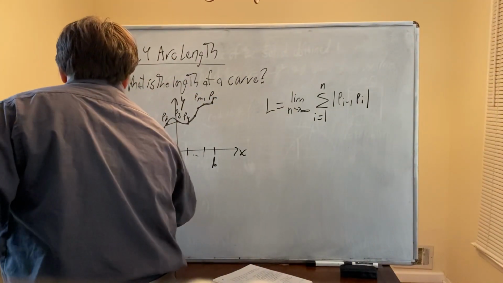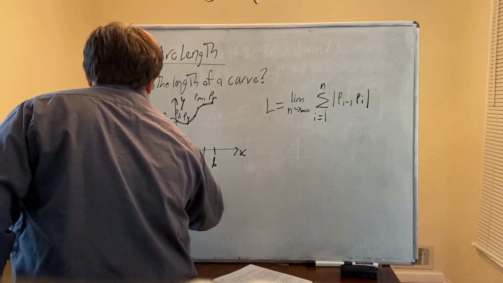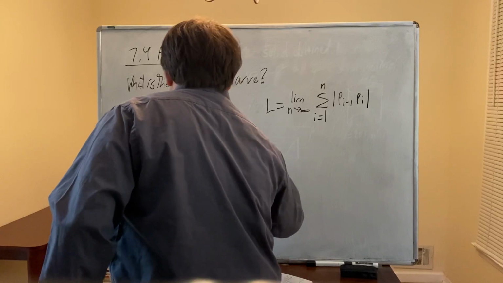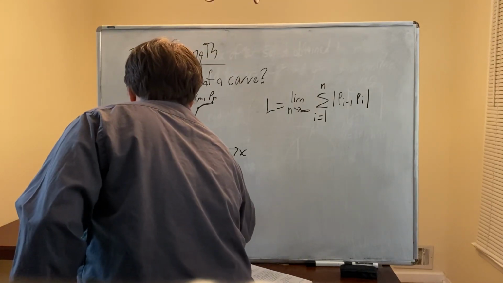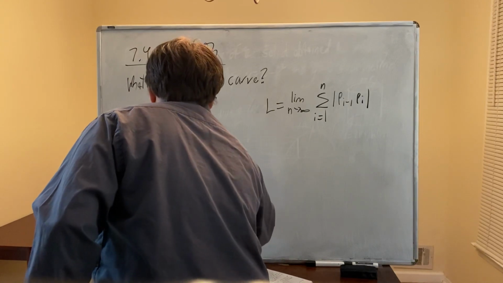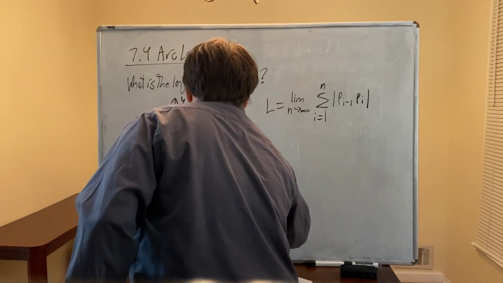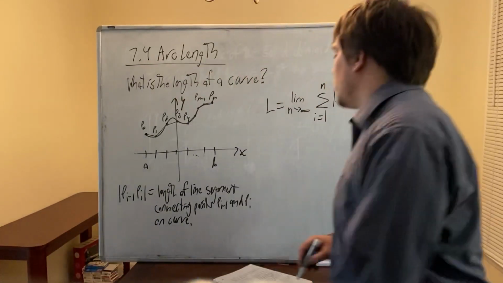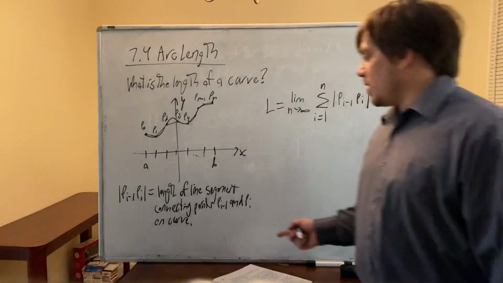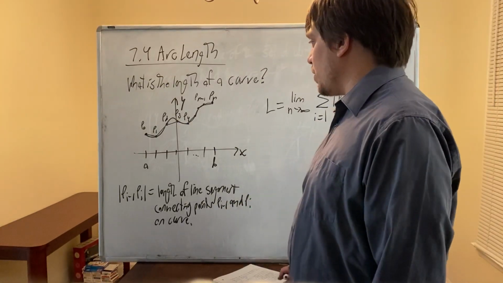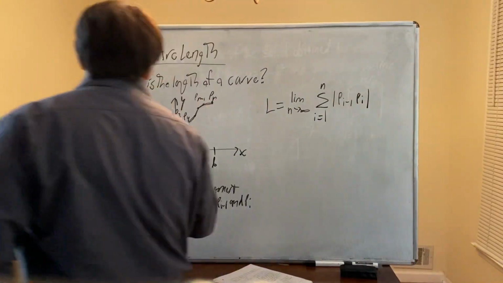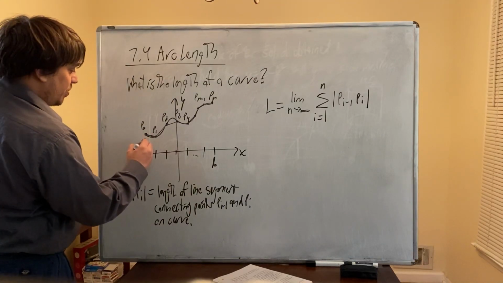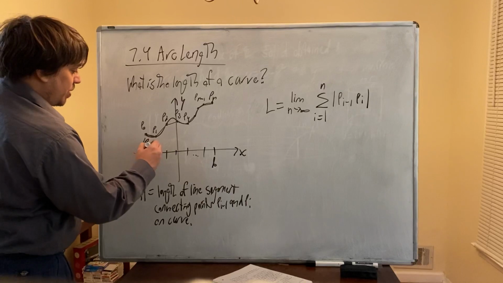So this symbol here is equal to the length of the line segment connecting points p sub i minus 1 and p sub i on the curve. So for instance, the length of this first line segment from p naught to p1 would be the absolute value of p naught p1.